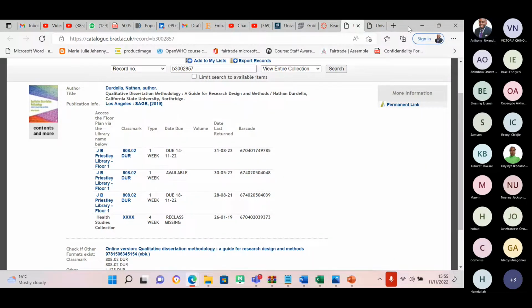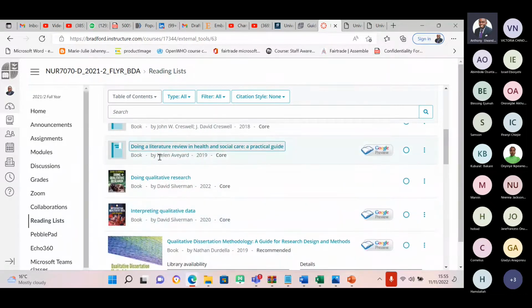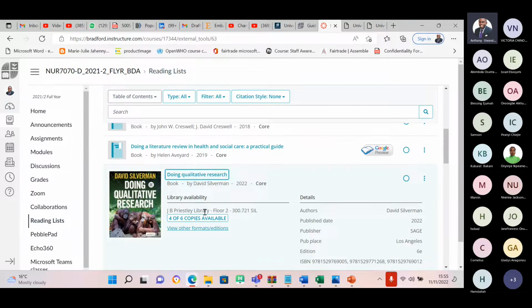Okay, so let me see which other one you can borrow. This other one is for when you have started your dissertation. David Silverman is a very good author. So he's also one of the core authors. This one is for when you are writing, when you have finished. That's like when you are now writing. This one I read now. There are 4 copies available. People have borrowed 2 already.